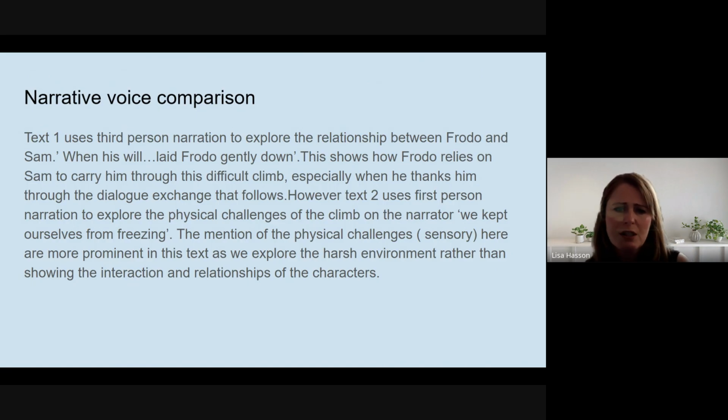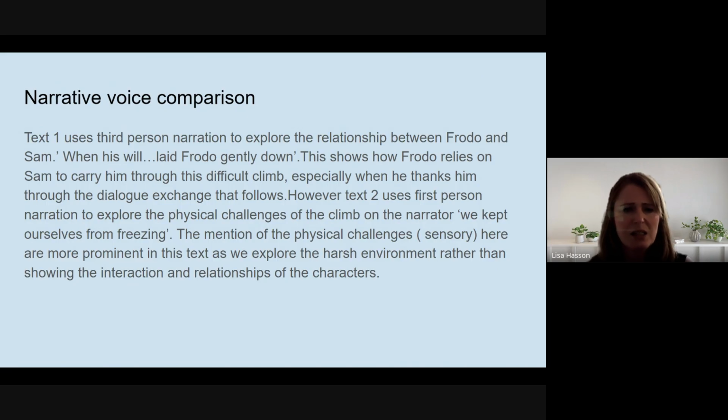However, text 2 uses first-person narration to explore the physical challenges of the climb on the narrator. "We kept ourselves from freezing." This mention of the physical challenges, sensory, is more prominent in this text as we explore the harsh environment rather than show the interaction and relationship of the characters.